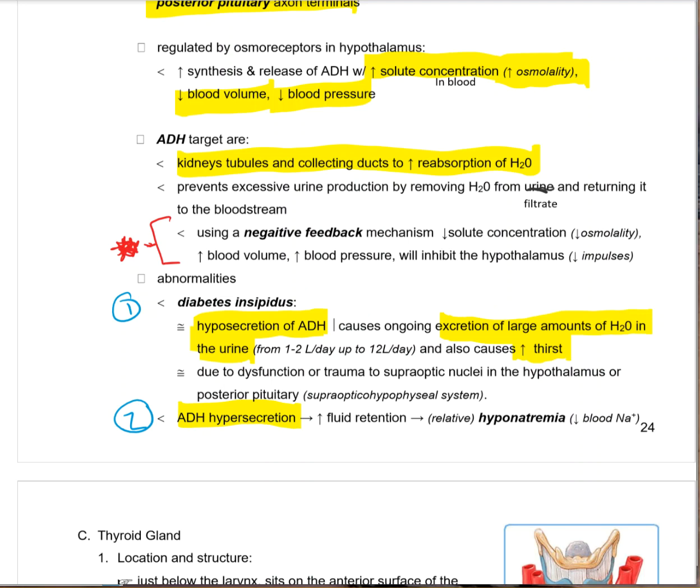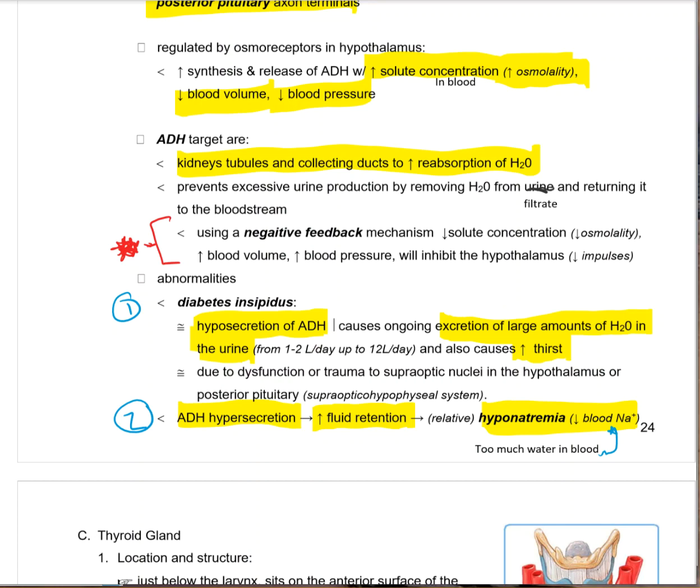And if you oversecrete, that means you're going to bring too much water back and you're going to retain water. And if we have too much water, that means we have low solutes, right? So low solutes, like low sodium, is called hyponatremia. And that can cause problems because remember, we need correct sodium levels for action potentials in our body, for example. So if we have too much water in our blood, that results in low sodium because the water is diluting the amount of sodium we have.